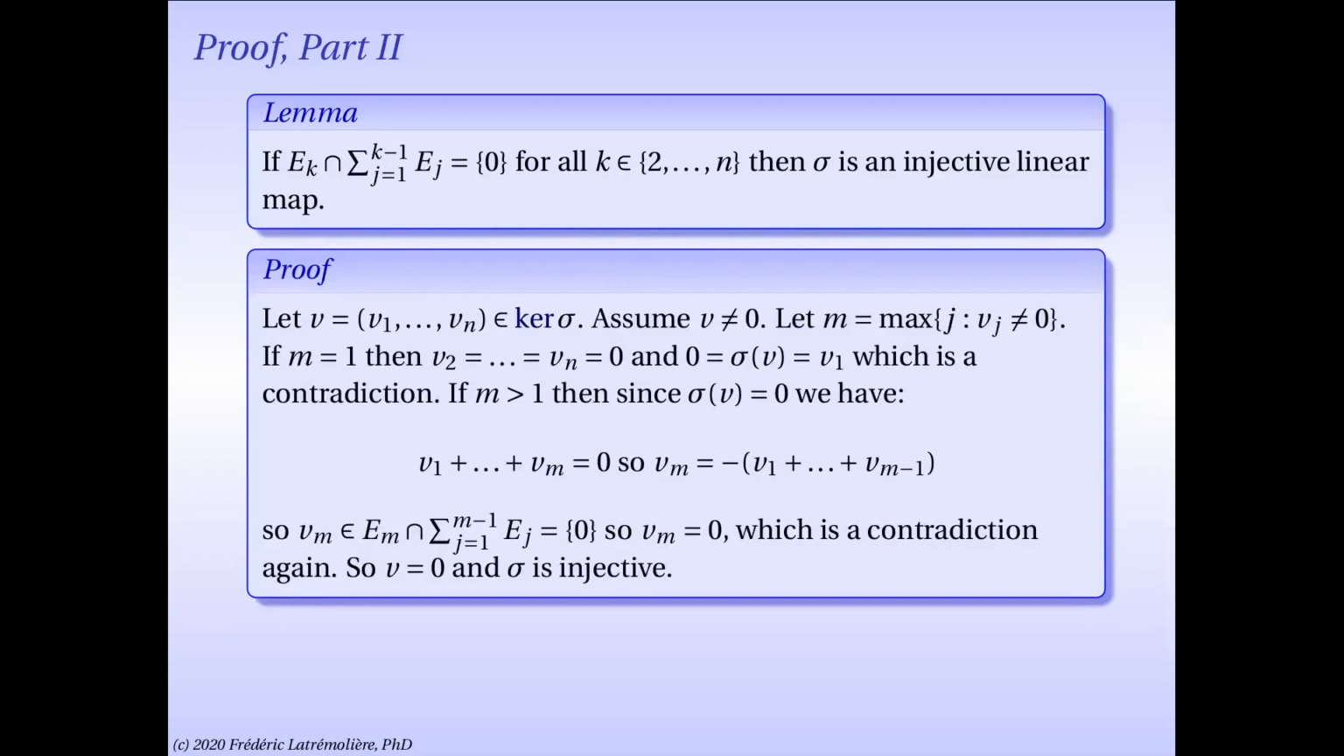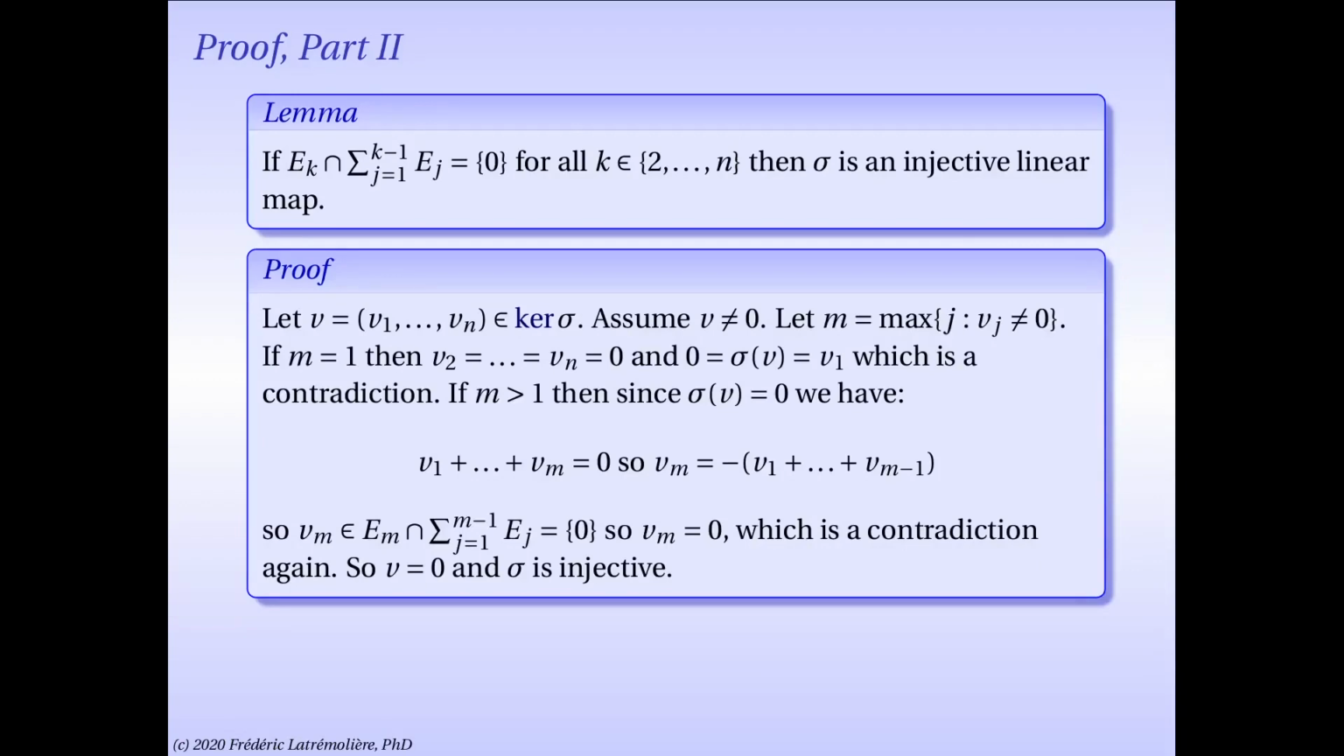So let v be an element of the kernel of sigma. So it's an n-tuple of the form v1 in E1, v2 in E2, etc., vn in En. And my goal is to prove that v is 0, because that would indeed show that sigma, being a linear map, would be injective. I'm going to do reasoning by contradiction here. I'm going to assume v is not 0.